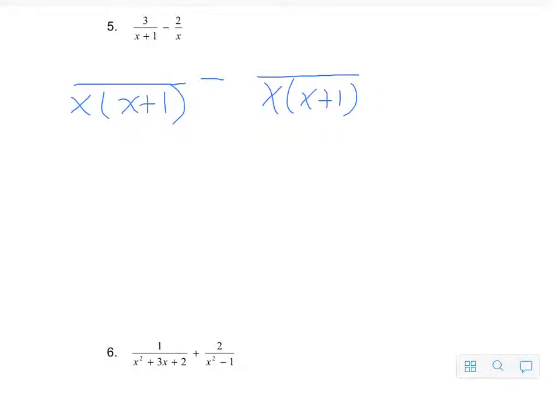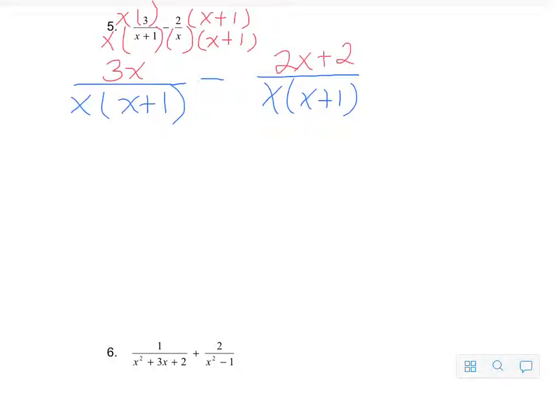All right, what did I multiply the first denominator by to make him look like the new one? I multiplied him by an x, so I've got to multiply the top by an x, and I'll get 3x. What did I multiply the second denominator by? I multiplied him by x plus 1, so I'm going to have to multiply him by x plus 1, and I'm going to end up with 2x plus 2, distributive property.